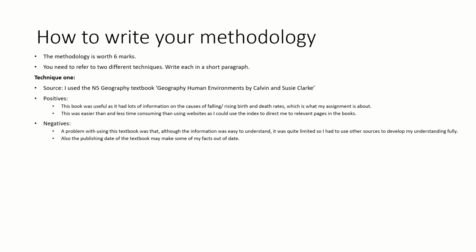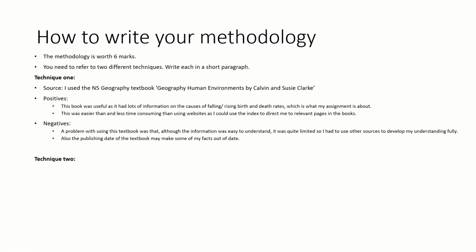So you can see that I've identified the actual source of the information. I've talked about why this source of information is good, and I've talked about why this source of information is less good. And that's all you have to do. You do not have to write the words source, positives, and negatives. That's just for demonstration purposes. But you should try and include in your paragraph what the source is, why it's good, and why it's less good. And that's technique 1. Remember, you must include 2 different techniques, each in a short paragraph. So that's technique 1 as a short paragraph.